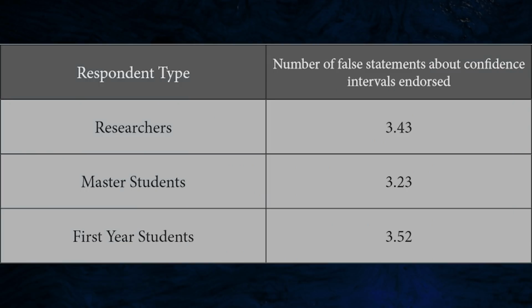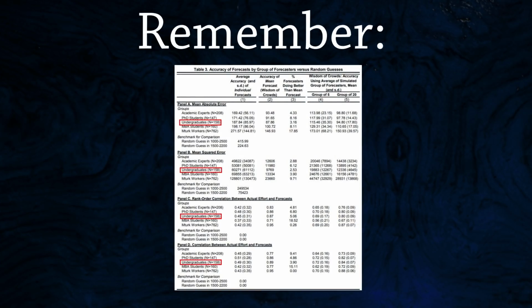The average number of false statements endorsed by education levels were 3.43 for researchers, 3.23 for master students, and 3.52 for first-year students. In this sample at least, the population that endorsed the fewest false statements were master students, then researchers, then first-year students. On the predictions of effort made by behavioral economists, PhD students performed better than PhDs.